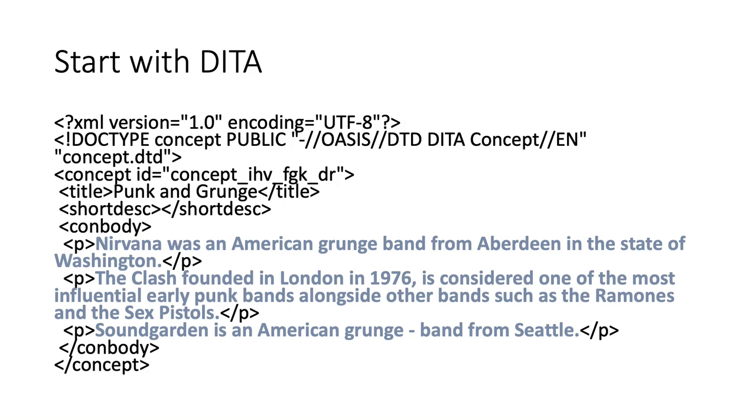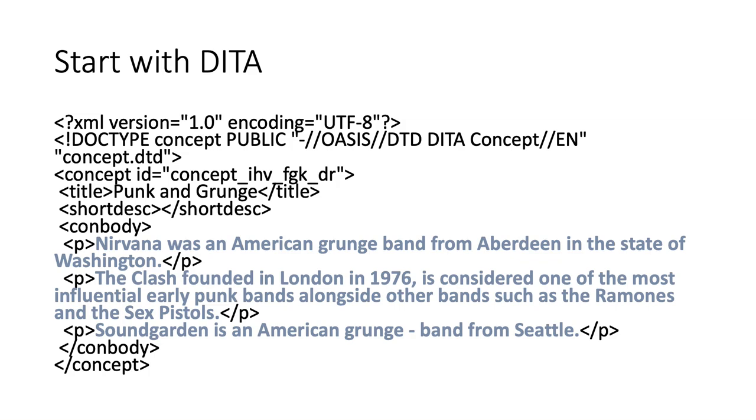It has 3 paragraphs. Nirvana was an American grunge band from Aberdeen in the state of Washington. The Clash, founded in London in 1976, is considered one of the most influential early punk bands alongside other bands such as the Ramones and the Sex Pistols. Soundgarden is an American grunge band from Seattle.